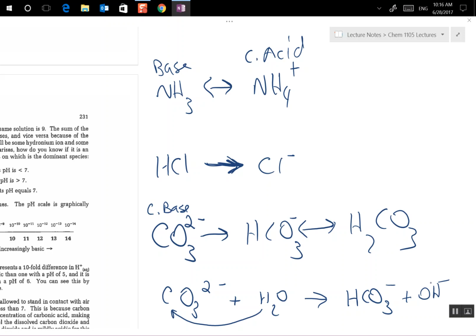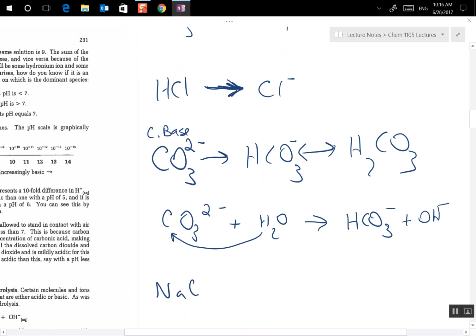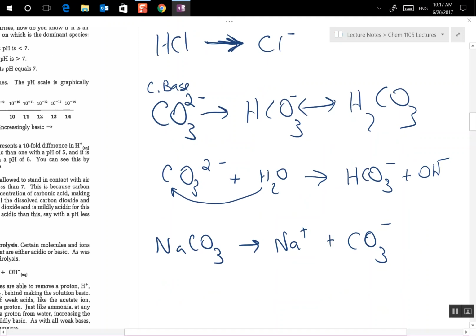So this is a salt, sodium carbonate, and sodium carbonate would dissociate into Na plus and CO3 minus. Those are the ions that will be present. It's a salt, so it's going to dissociate 100%. It is soluble. Okay? So you have free CO3 minus in solution, and what is it going to do?